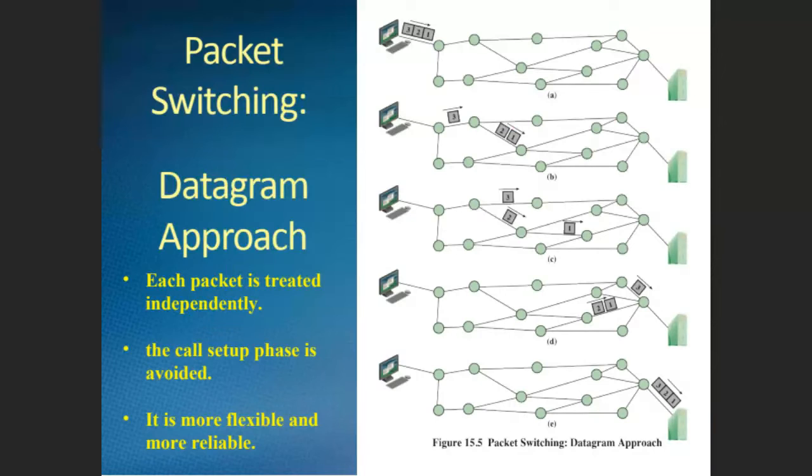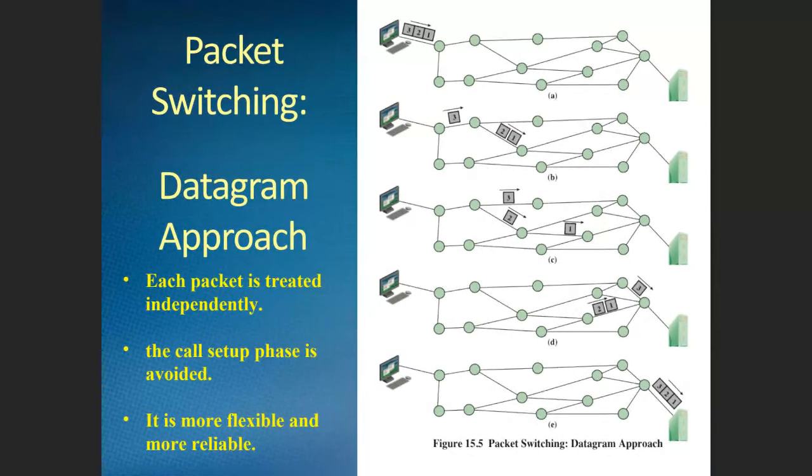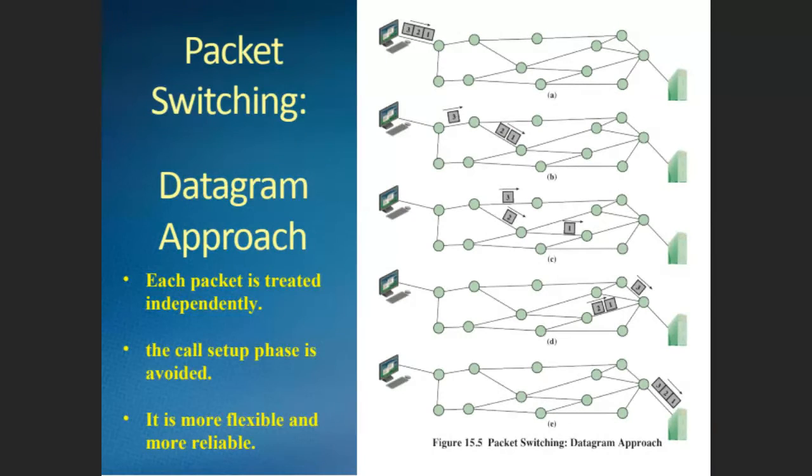So this is the datagram approach. Here, each packet is treated independently. You see here the packets, they take different routes. You see? That's why it's packet switching, but it is the datagram approach. The call setup phase is avoided. It is more flexible and more reliable.